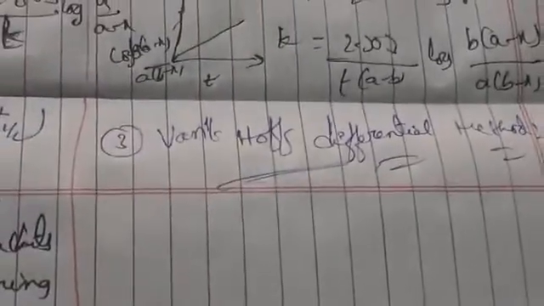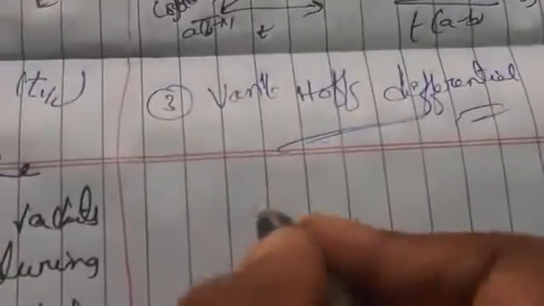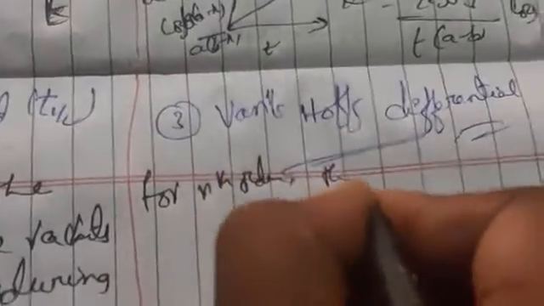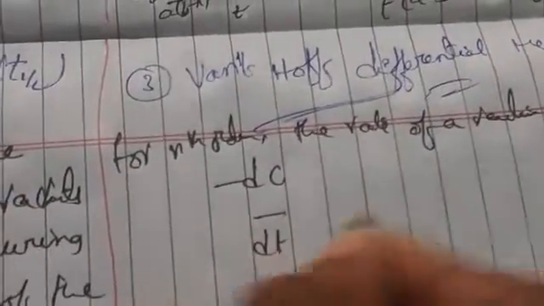What is the next method? Van't Hoff differential method. Here generally we are saying that for a reaction of nth order, the rate of the reaction is minus dC by dt equals k C power n.